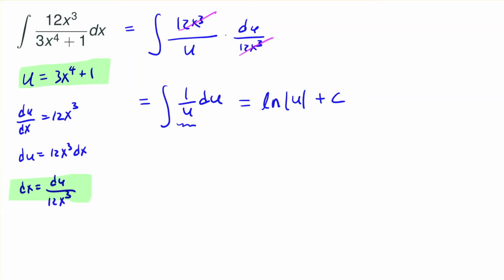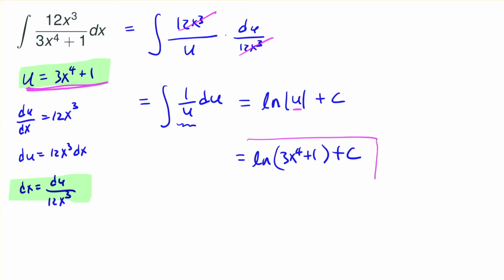Okay, so finally, we have to substitute what u is in terms of x for the final answer. So it's ln of 3x to the fourth plus 1, plus c. Here, because this is already positive, x to the fourth is always positive, we don't need to write the absolute value sign. So this is our final answer. If you take the derivative of this one, you will get this one, right? When you take the derivative of this, we need to use the chain rule. Then you will get this.